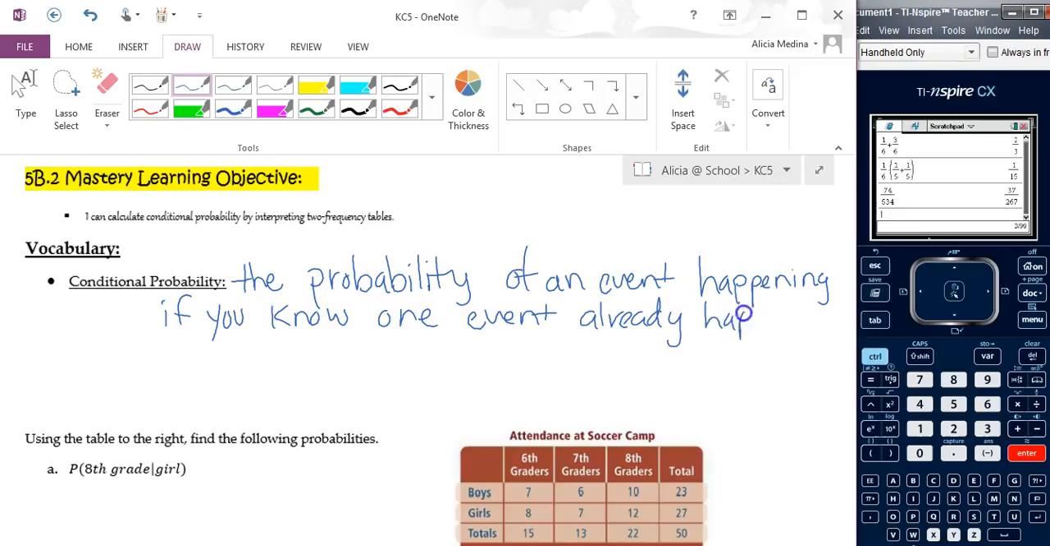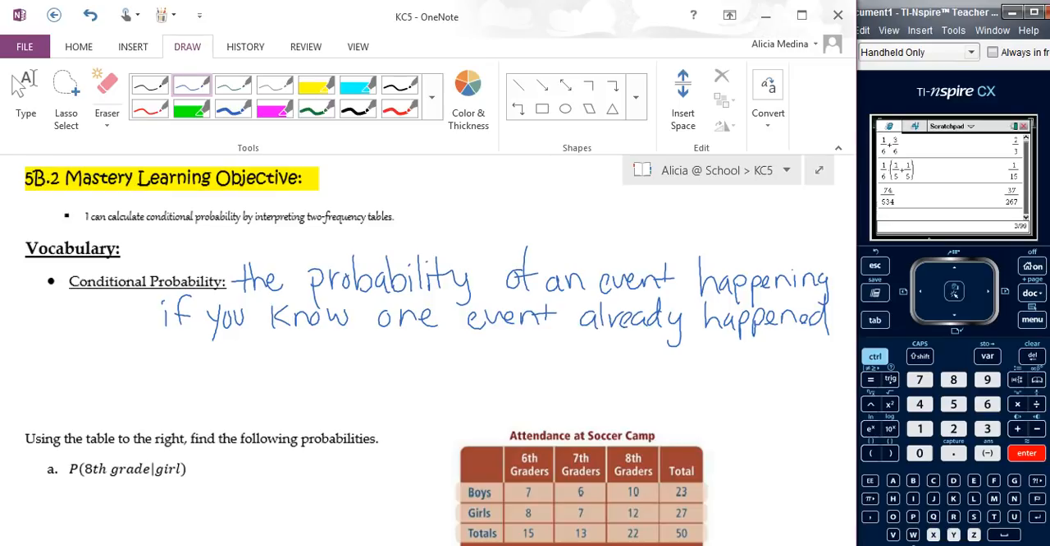So basically you've already separated marbles, and then you want to find the probability of picking a specific color. Or, you've separated the boys and the girls, and then you want to figure out the people that wear glasses. So something already took place.